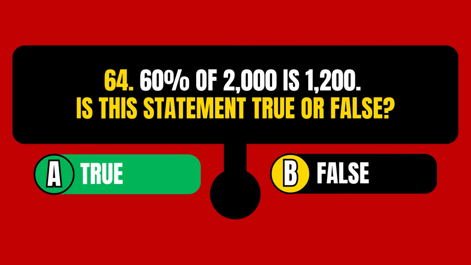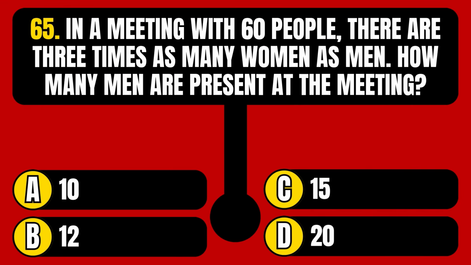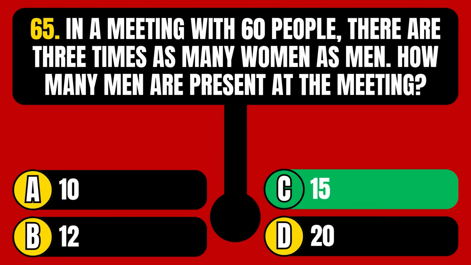The statement is true. In a meeting with 60 people, there are 3 times as many women as men. How many men are present at the meeting? 10, 12, 15, or 20? The correct answer is option C, 15.